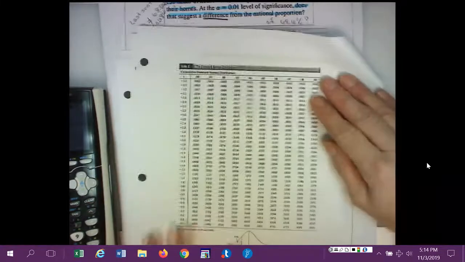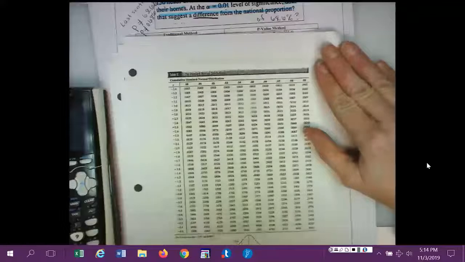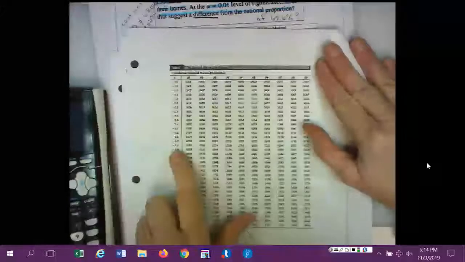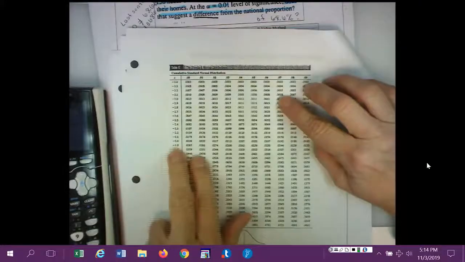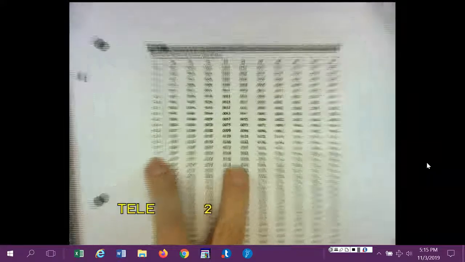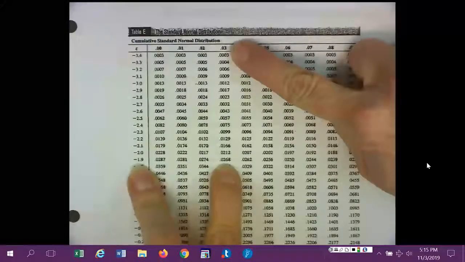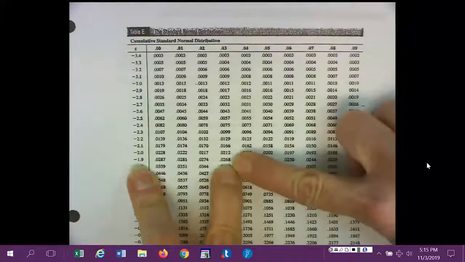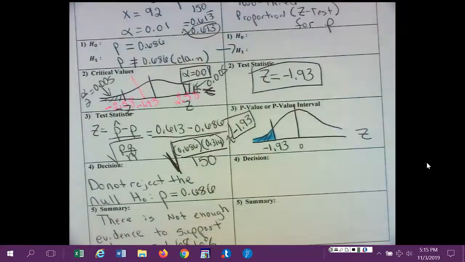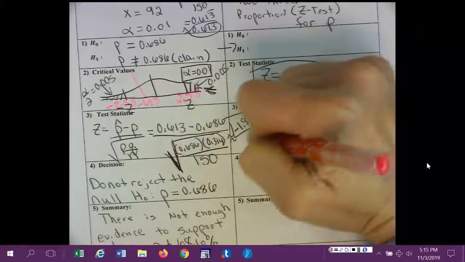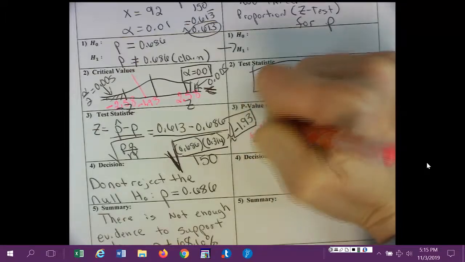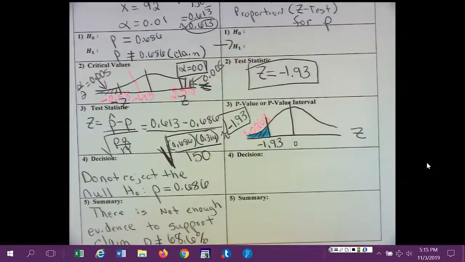You could also use normal CDF of negative 1.93. 0.0268. Okay. But we do have to double it.